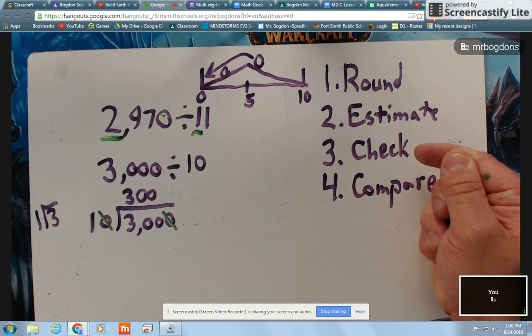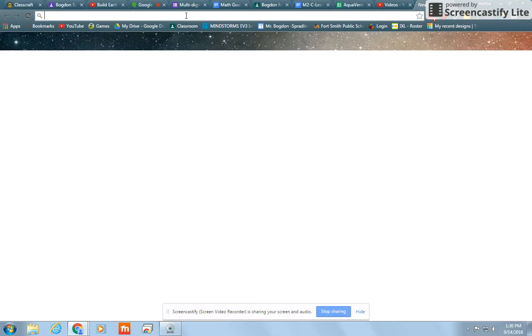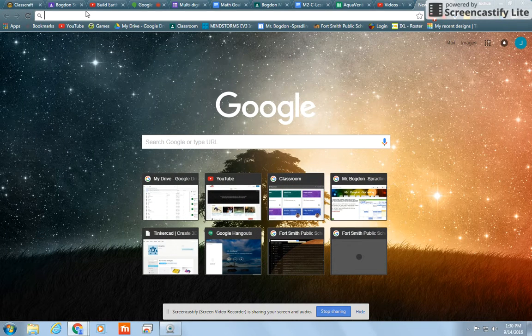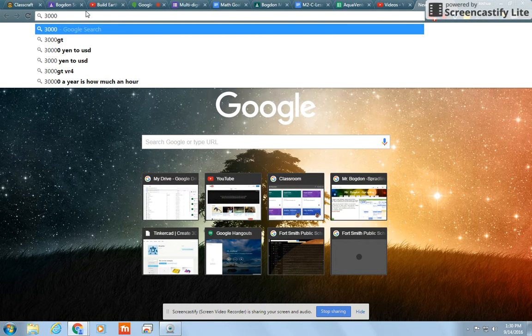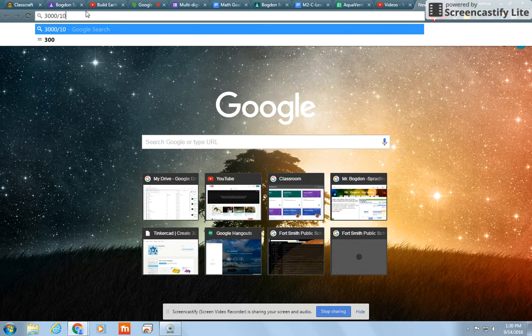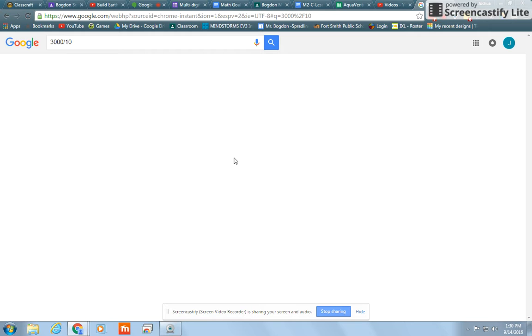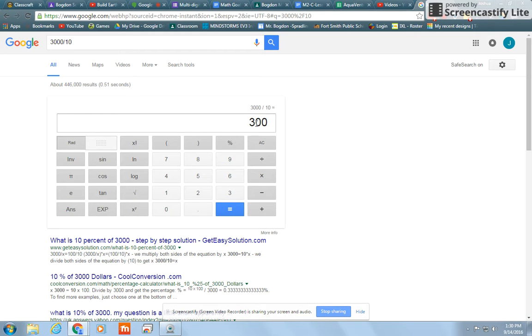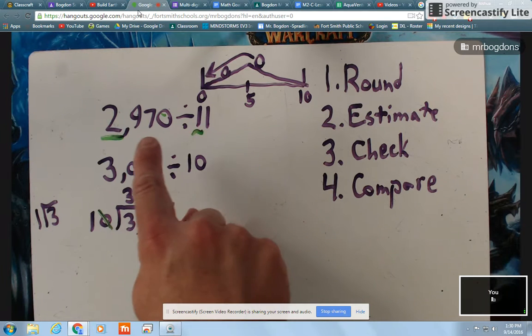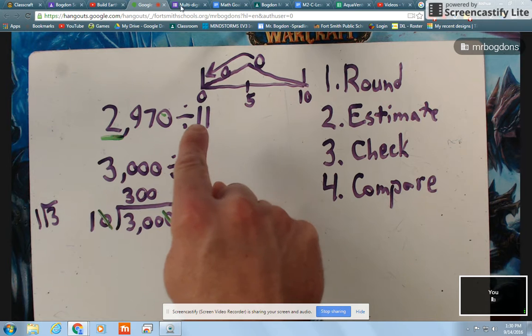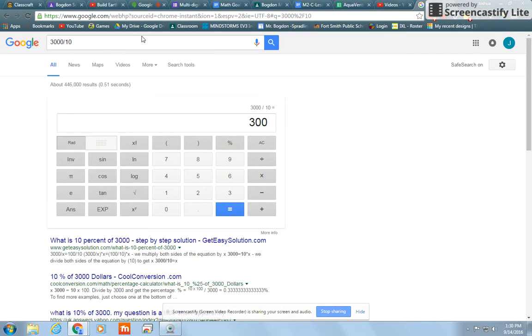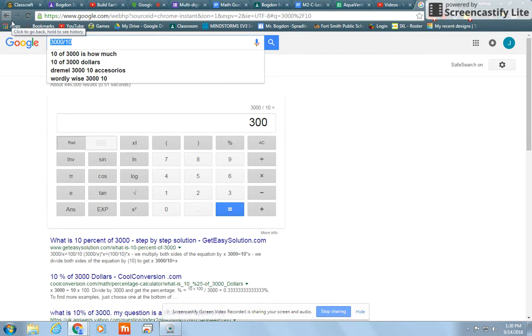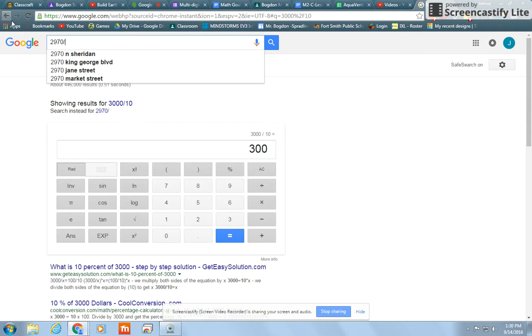If you have your computers, you can go to your address bar up here at the top, and you just type in 3,000 / 10. And what does that equal? It equals 300. But wait a minute, hold on. I didn't have 3,000 divided by 10. I had 2,970 divided by 11. So let's see. So let's try this again. 2,970 divided by 11.